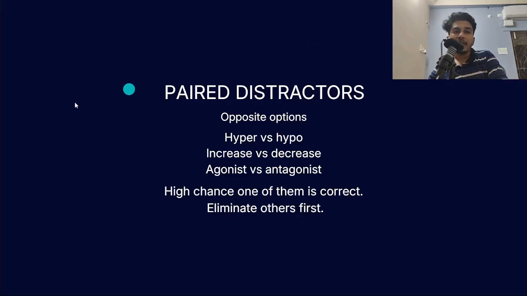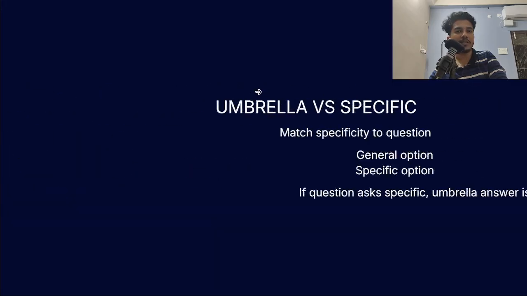Now we'll talk about paired distractors. For example, if out of the four options in a question, two options talk about hyper and hypo, or one option talks about increase and the other is decrease, or one option is agonist and the second option is antagonist, then there is a good chance that one of them is going to be the correct answer. You have to eliminate the others first and then move on to them, because when we have paired distractors, it is more likely that one of those is going to be the correct answer. And don't worry, I'll show you some examples at the end.